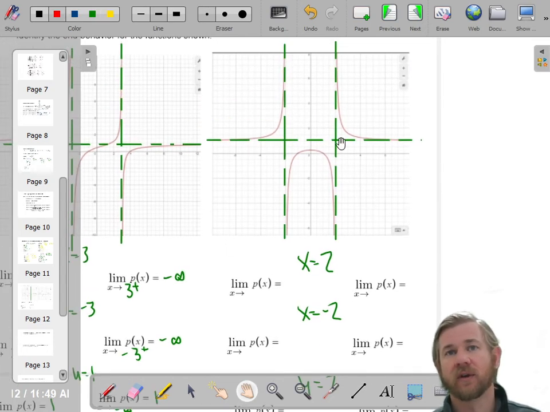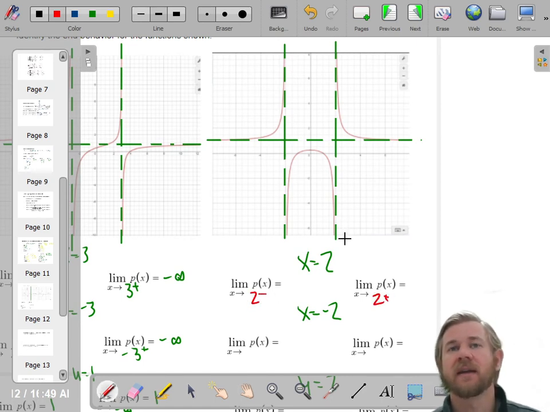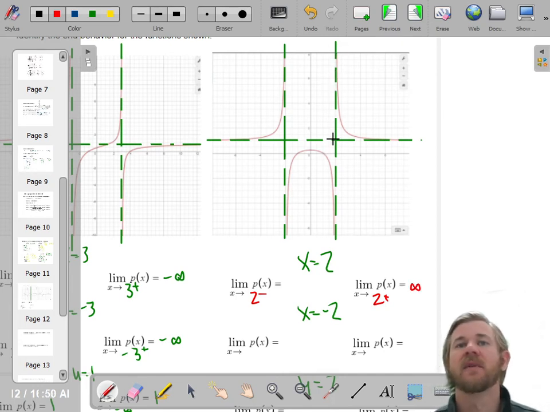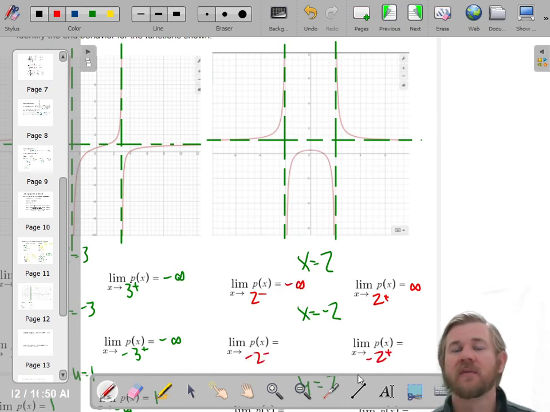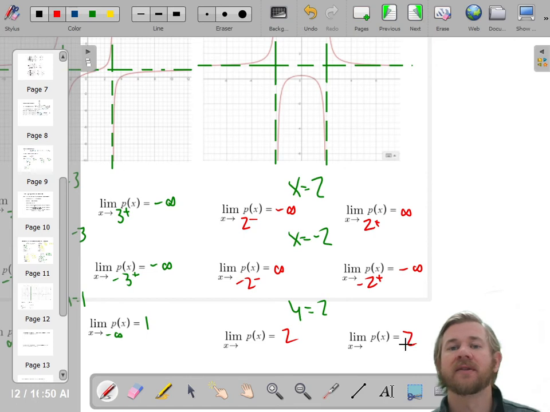X equals 2. If you look right here, you have an endpoint here and down here. So we'll say 2 from the left and 2 from the right. 2 from the right, that's this one, goes up, and 2 from the left goes down. Negative 2 from the left goes up to infinity, and negative 2 from the right goes down to negative infinity. Y equals 2, the horizontal one, it's just going to be 2, and you say as x goes to the right, and as x goes to the left.